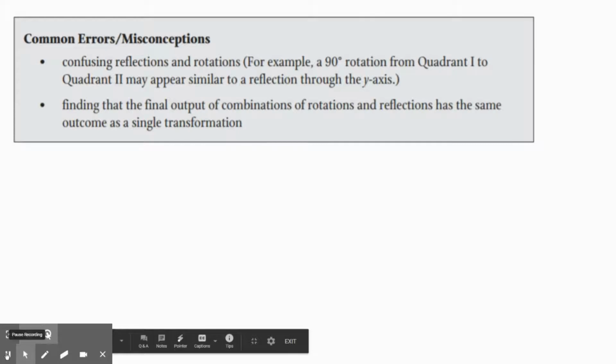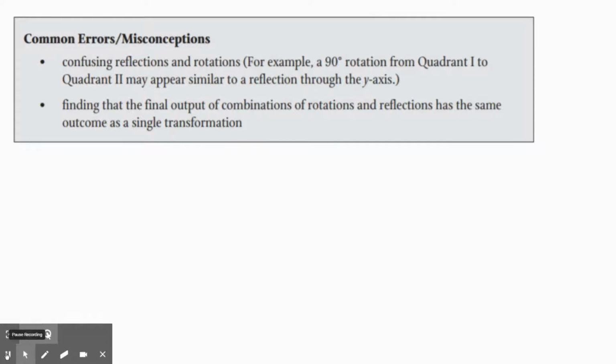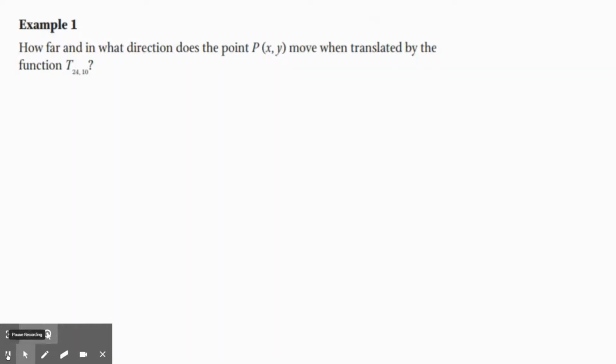Here's some common errors and misconceptions. Just go slowly when you're doing these and you'll be fine. Here's the first example from the book. How far and what direction does point P(x, y) move when translated with the function T(24, 10)?